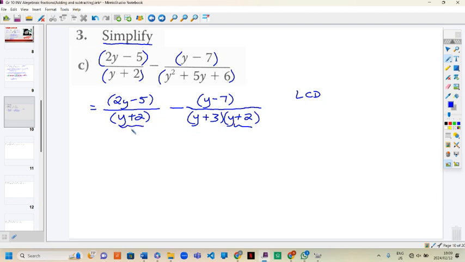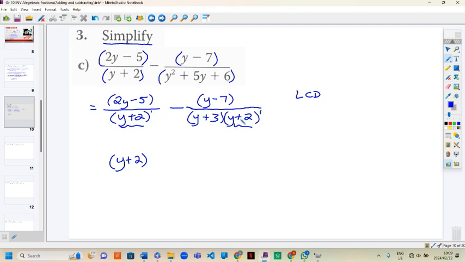When I see something's common, I always take the highest power. So this is y plus 2 to the 1, and this is y plus 2 to the 1. Which one's higher? They're both the same. It doesn't really matter which one you take down. So I'm going to take them down, y plus 2. Now I'm done with the y plus 2s. I don't care about them anymore.